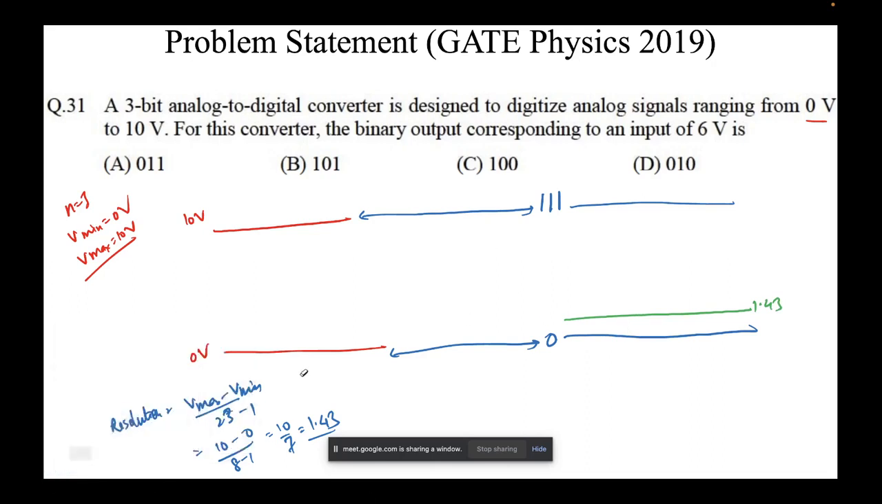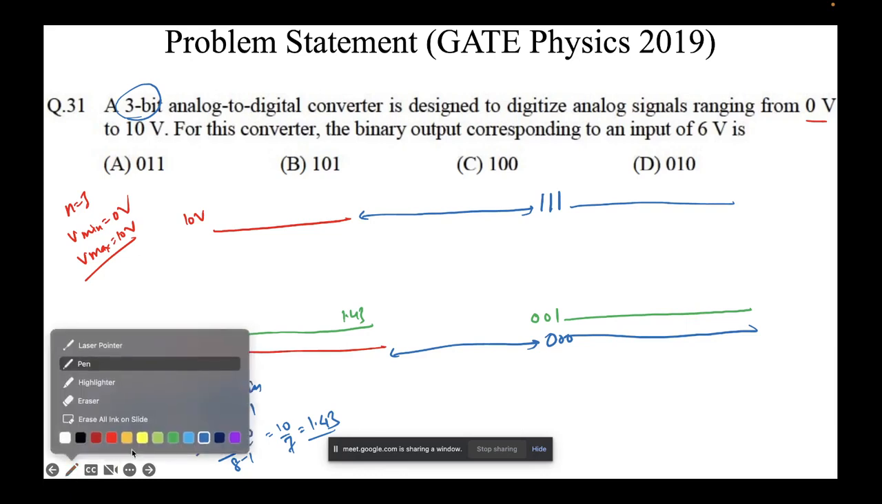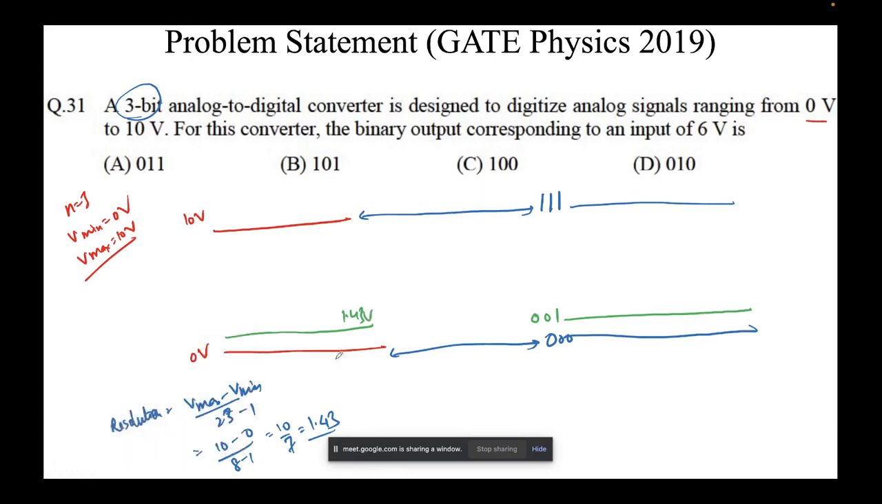I wanted to draw it on the other side. So we found out that the first step is 1.43. This corresponds to 001. Note that the first step, the bottom, is 000. This is 000, 3 bits. Note that it's a 3-bit converter. So the lowermost level, the floor, is 000. After that comes 001. The corresponding value here would be 1.43 volts.